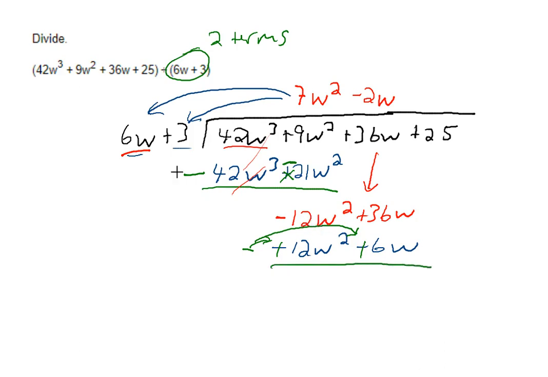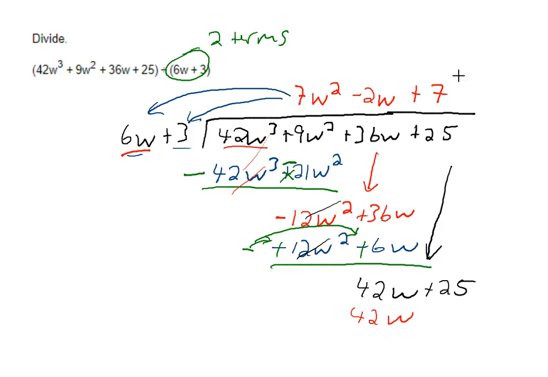The highest power of w should cancel out, which it does here, right? So the w squareds are going to cancel out, and then I combine these together, and I have a 42w left over. And then one more time, sorry the line went kind of crooked there, bring the next term down, repeat this process one more time. What do I multiply to 6w to get 42w? I multiply by a 7, a positive 7. 7 times 6w gives me 42w, so I match that first term.